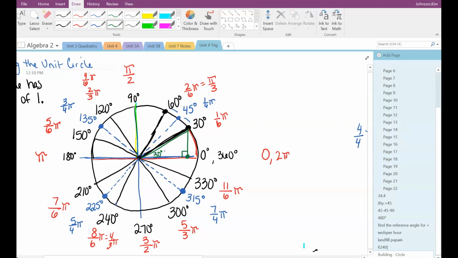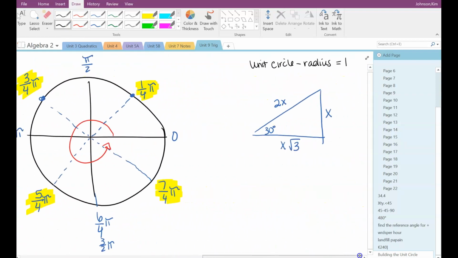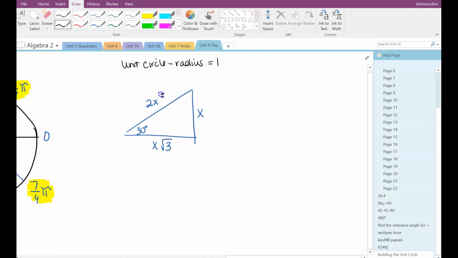Okay, the radius here happens to be the hypotenuse of the triangle, right? So we said this is the radius of the circle. That's also the hypotenuse of the triangle. So if I go over here and work outside here, this hypotenuse is supposed to be 1. So that means the value of x is going to have to be 1/2. So this vertical side of my triangle is going to be 1/2, and the horizontal side of my triangle is going to be 1/2 √3, or √3/2.